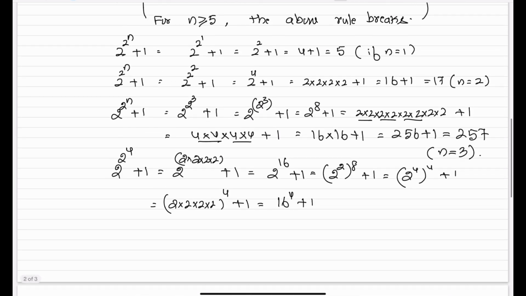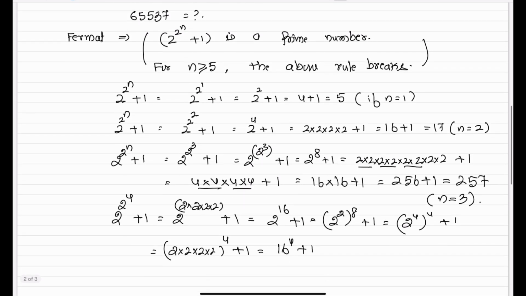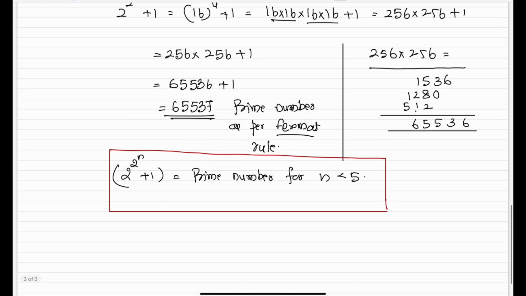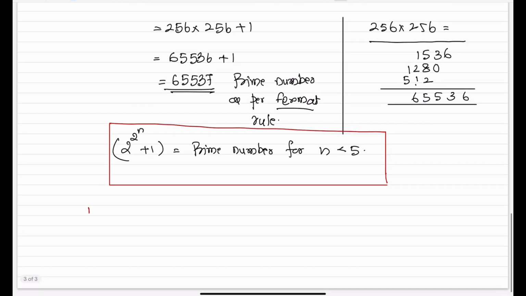What are the 4 Fermat numbers which are primes? The 4 Fermat numbers are 5, 17, 257 and 6 5 5 3 7.